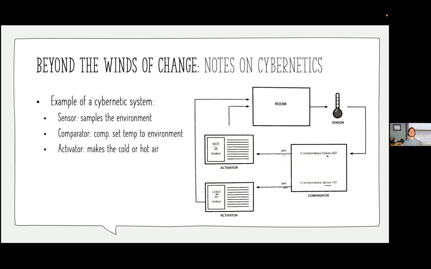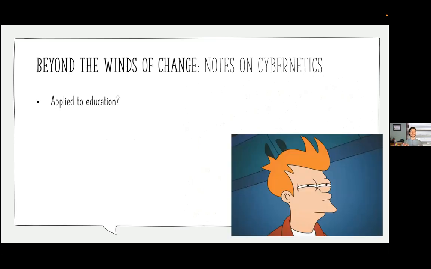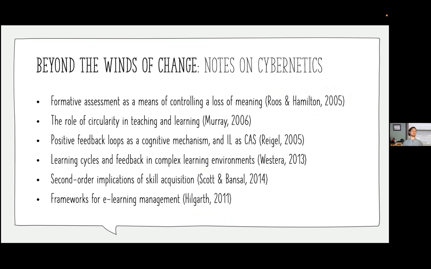So a very simple example would be an HVAC system. The sensor samples the environment, the comparator compares to the target temperature, and the activator makes the air hotter or colder. And we have a feedback loop here. So applied to education, are you crazy to even be considering this? Well, actually, there are a lot of interesting studies here. Formative assessment as a means of controlling loss of meaning. We have positive feedback loops as a cognitive mechanism. Inner language and the relation to a complex adaptive system. A lot of interesting ideas and second order implications for skill acquisition.